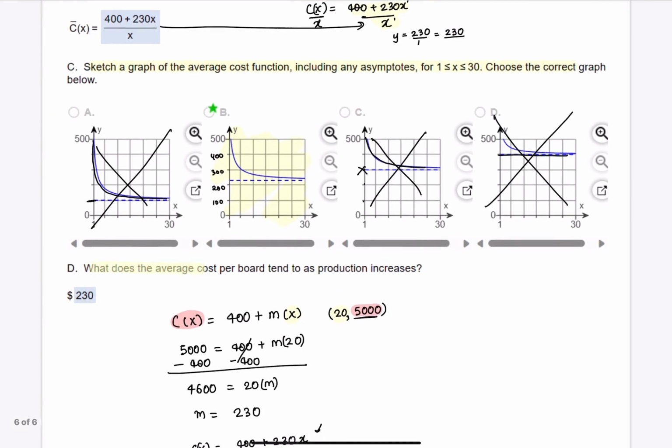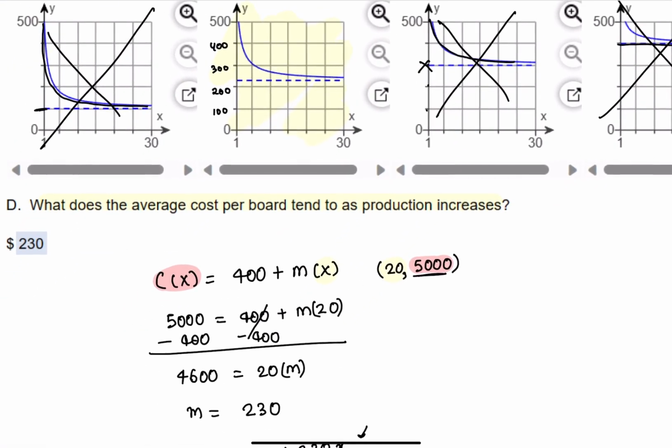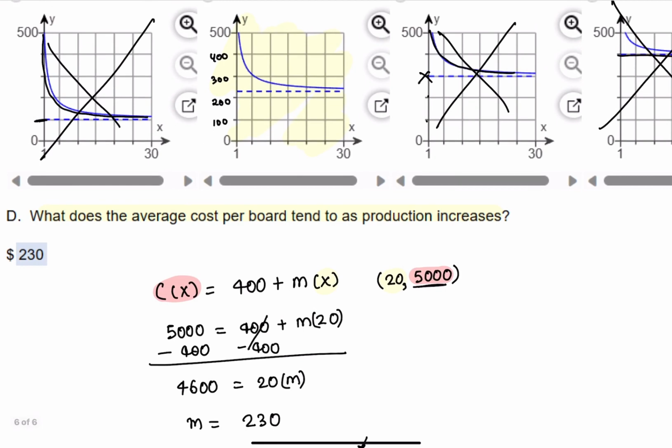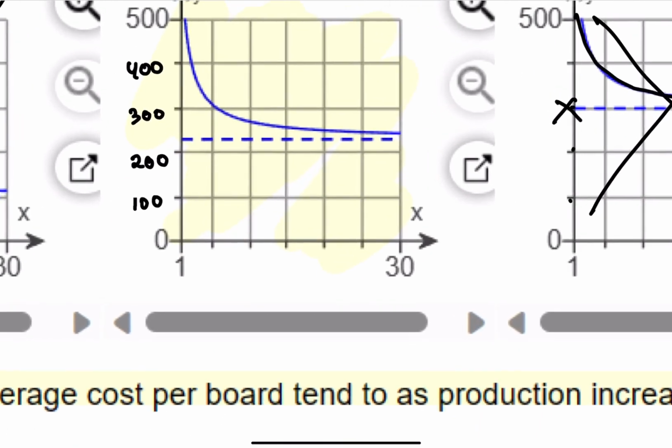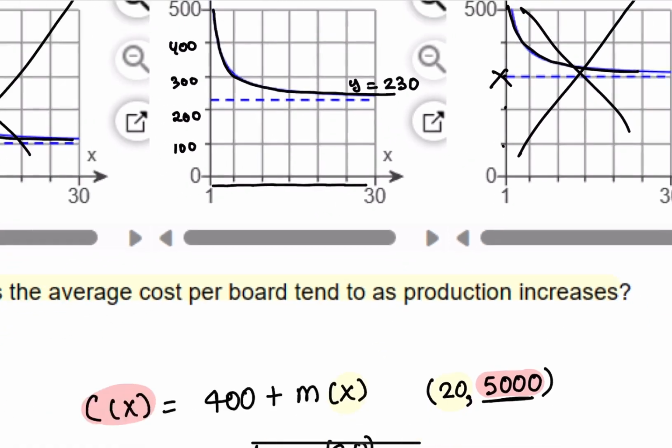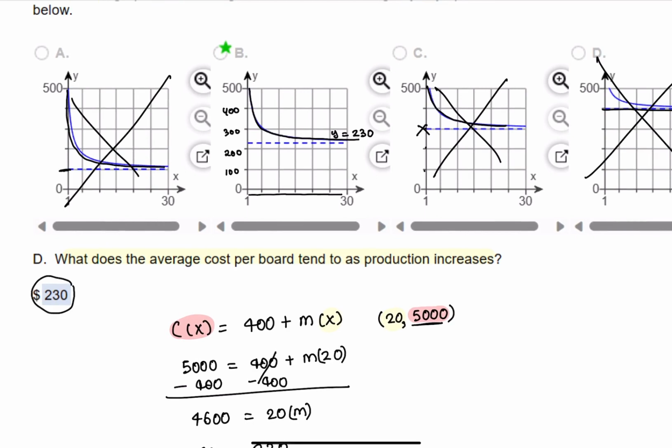Now, what are they asking me? What does the average cost per board tend to as the production increases? Now, this is a perfect example of how you're using your limits. They're telling me, what is the average cost as the production increases? So let me zoom in here, erase this one. So as your production is increasing, as you can see, as I increase from 1 unit, 2 units, 3, 4, 5, 6, all the way to 30, my production cost is getting closer and closer to 230 because that is my horizontal asymptote. So my production cost is going to be $230. A beautiful example of your limits.